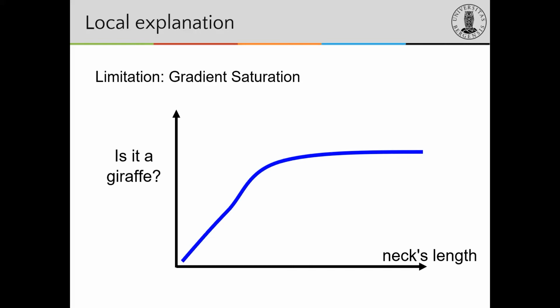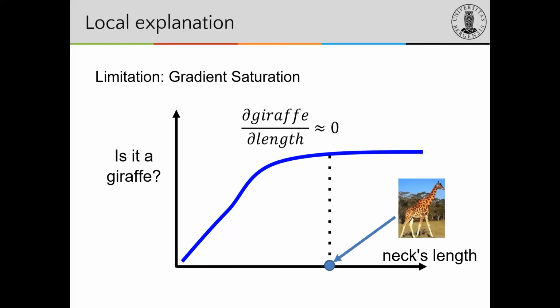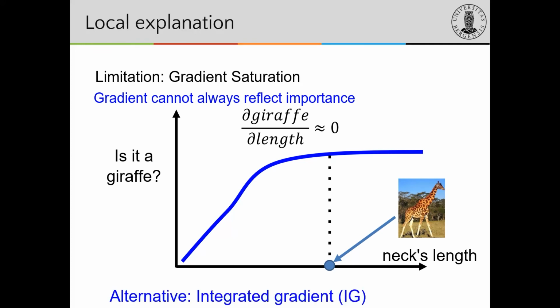But if the neck is long enough, it won't make us think this is a super giraffe or something like that, right? Which means if we do the gradient calculation on this point, then it will be 0. So at this time, the gradient can't reflect the importance. So when we use the gradient-based technique, we need to be aware of this situation. To solve this problem, we have an alternative way, which is called integrated gradient. But this time, I'm not going to talk about the details of this.